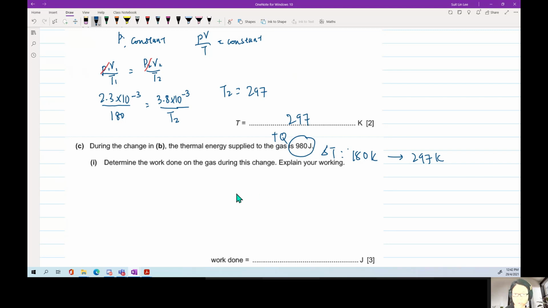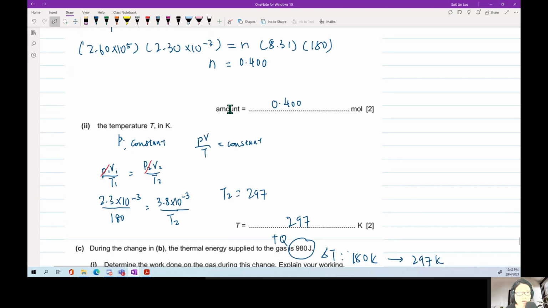Determine the work done on the gas during this change. Explain your working. So W, have to explain. P delta V, because pressure is constant. Okay, we have the pressure. Let's go hunt for the pressure.